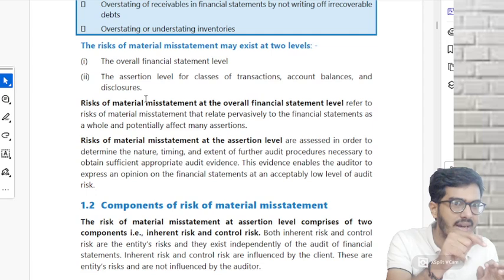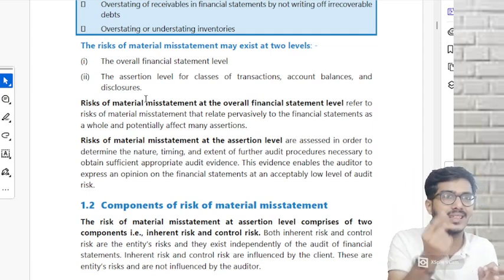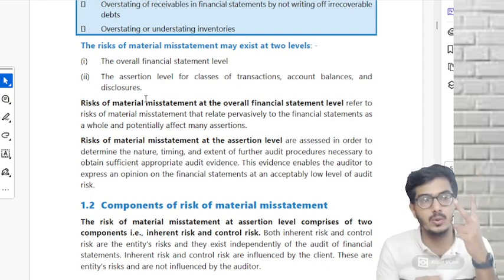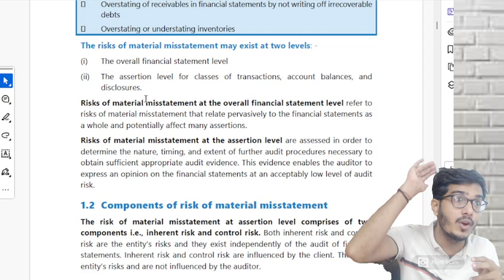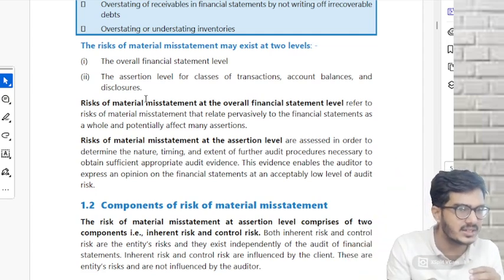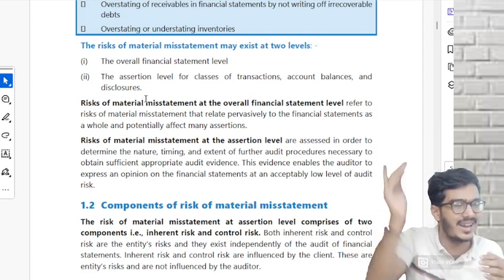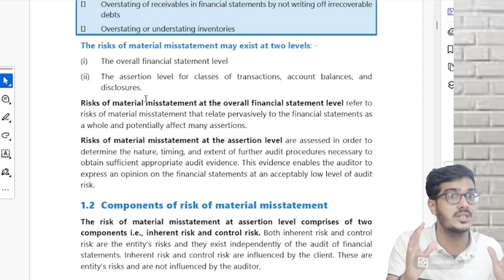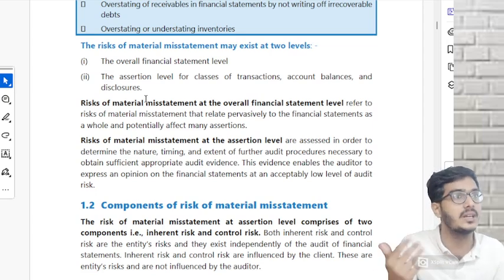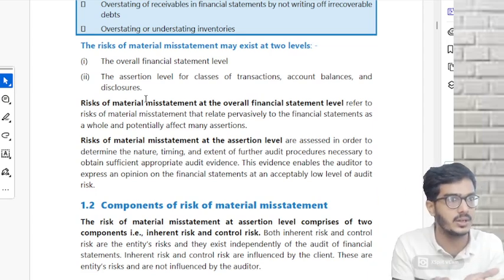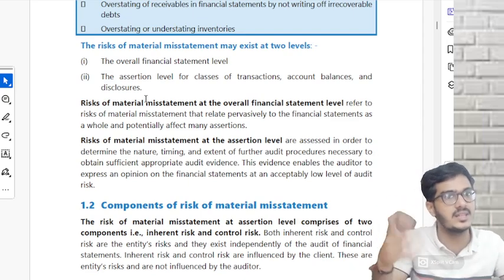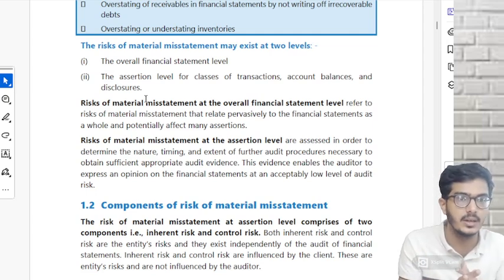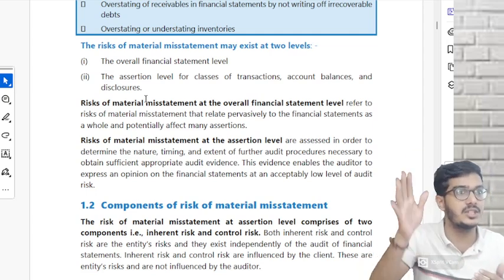Or in that P&L item, if you remember, OCCCA, in any one assertion, the misstatement, any one assertion. So there are two levels of misstatement. One is at the overall financial statement level, one is at the assertion level. If it is at the overall financial statement level, matlab the entire financial statements are materially misstated. That means if you open up the balance sheet, asset side, if there are 7 assets, in 5 assets there are misstatements. So can I say the financial statements are majorly misstated? That is called misstatement at the financial statement level.